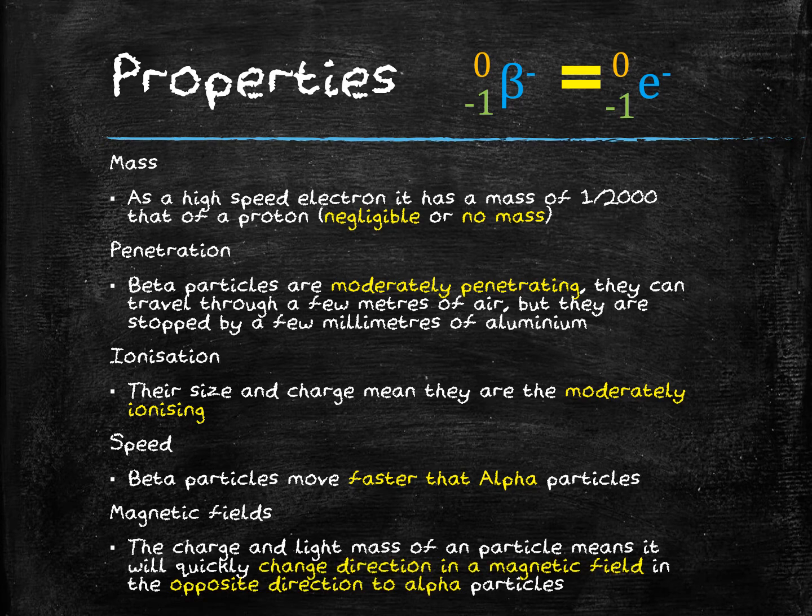You also need to know that because they have a light mass or no mass, then in comparison to the alpha particle, they will change direction in the magnetic field in the opposite direction and more rapidly. So it would be a much tighter curve on the electron than it would the alpha particle, and it would be curving in the opposite direction to the alpha particle.